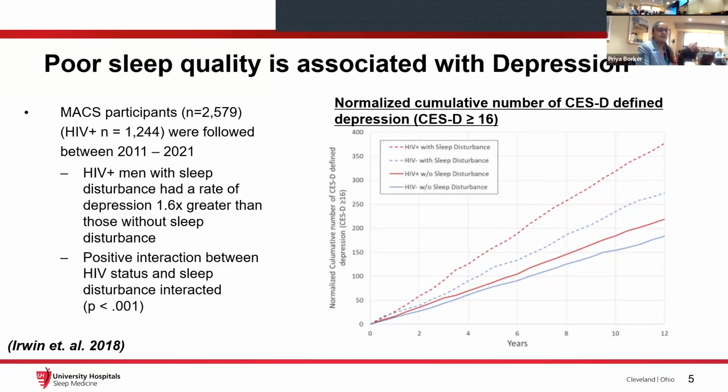And so you can see on this graph here, the dotted lines are people with sleep disturbance, and the solid lines are those without sleep disturbance. The red being people with HIV, and the blue being people without HIV. And so far and away, people with HIV with a sleep disturbance have the greatest incidence of depression as measured by the CESD. All these participants had a negative CESD when they were initially followed.